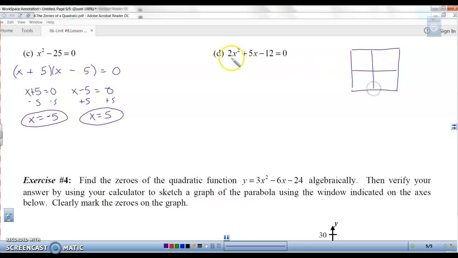Okay, so remember, when you have a bigger coefficient, 2x squared, and the negative 12 down here, you have to multiply these together to get your other two boxes. So it's going to be negative 24x squared. Okay, now we need the factors of negative 24 that add up to be 5.